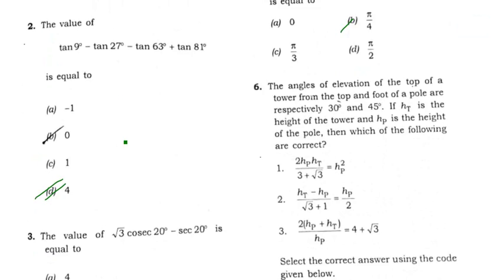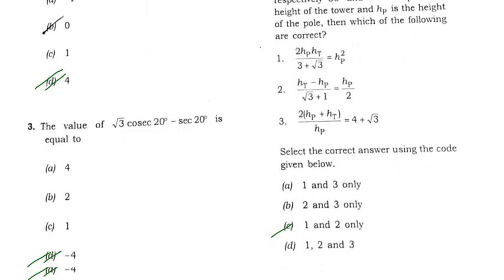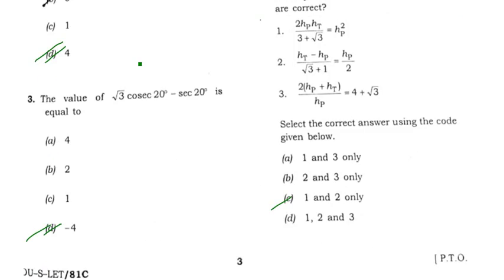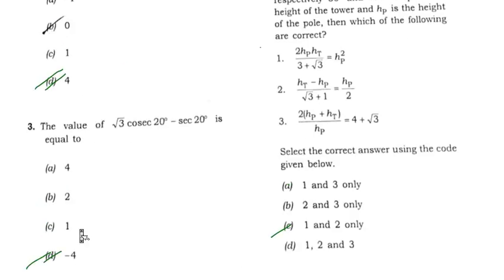The value of tan 90 degree minus tan 27 degree minus tan 63 plus tan 81. You have to apply the formula for tan(a plus b). Solving this question, you will get the answer 4. Okay. The value of root 3 cosec 20 degree minus sec 20 degree is equal to, this is a little difficult question, minus 4. So this answer is minus 4.